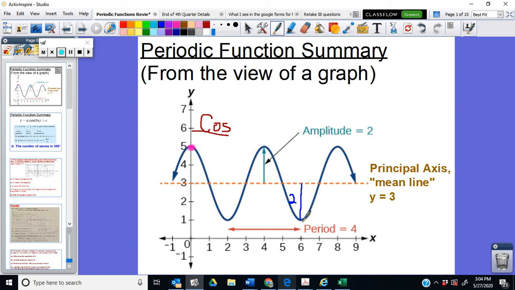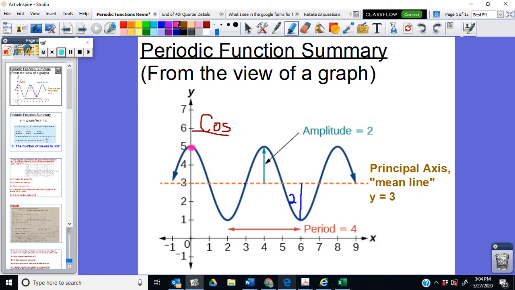It's the height from the principal axis to the maximum, or the height to the minimum. Now, the period, that's the other important piece of a periodic function. The period is one full wave. Well, when you've completed one full wave, how many degrees have you gone? Usually 360 degrees.